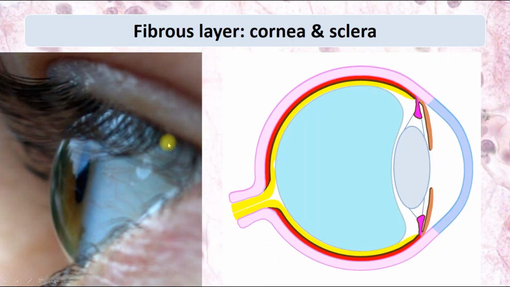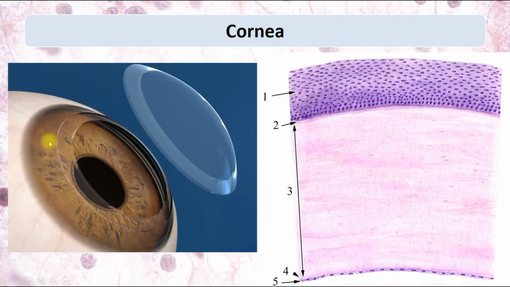And we will begin from the fibrous layer, the outermost layer. It includes cornea and sclera. The cornea is the transparent part, and it's continued by the non-transparent sclera. So we'll begin from the cornea. It's the most anterior part of our eye, and it's transparent and participates in the conduction of light inside the eye, and also it's a very powerful lens of our eye.